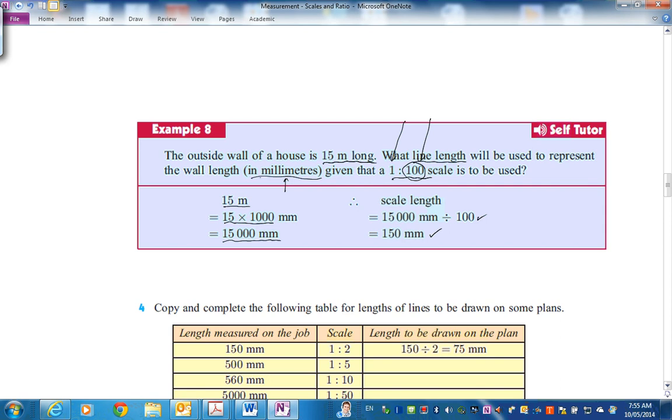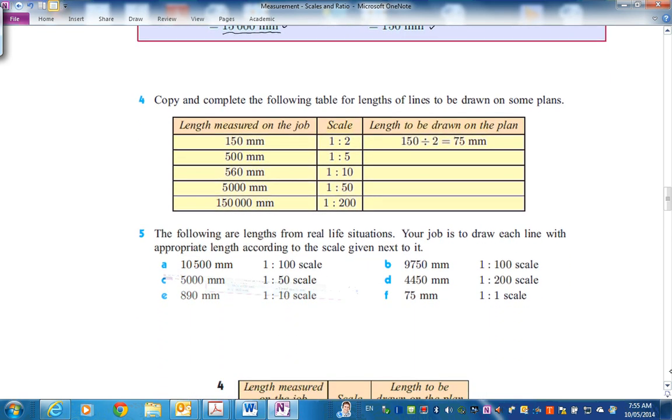So what are the steps? Look at the units you want to use on your diagram, make your actual length into those units, and then divide by 100, because you're going backwards from this 1 to 100 scale. Okay, do you get it? Have a go at this question. These two actually, question 4 and 5. See what you think.